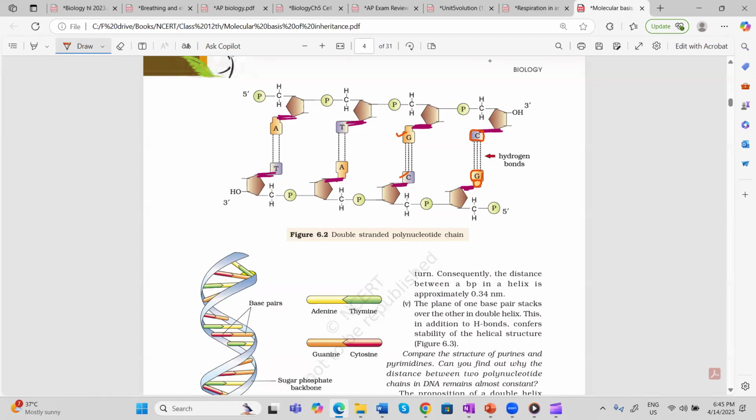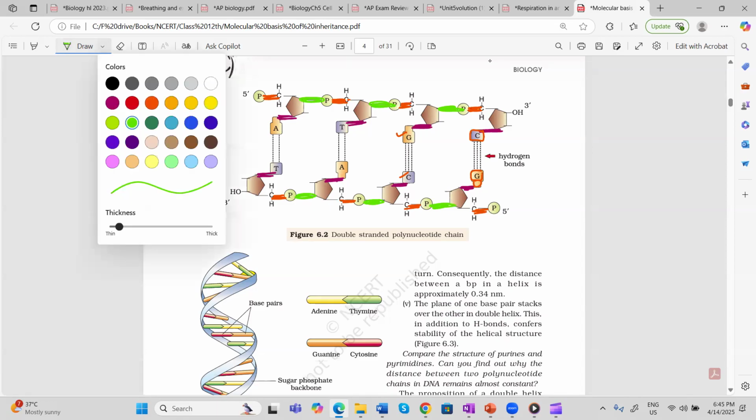Clear? Red color I use for N-glycosidic linkage. Now I'm using this color for phosphoester linkage. This is phosphoester. This is phosphoester. Phosphoester. Understood this diagram up till here? Now you tell me, isn't this a diester? Is it right? Yes, ma'am.